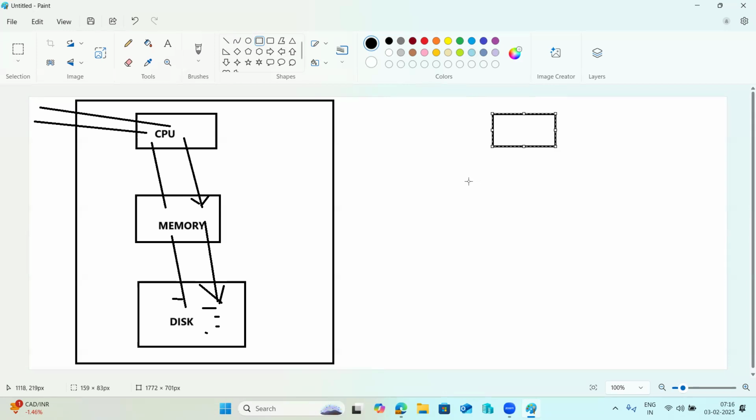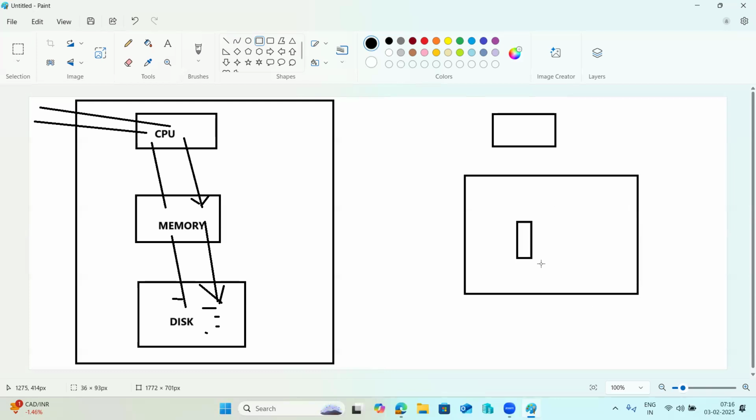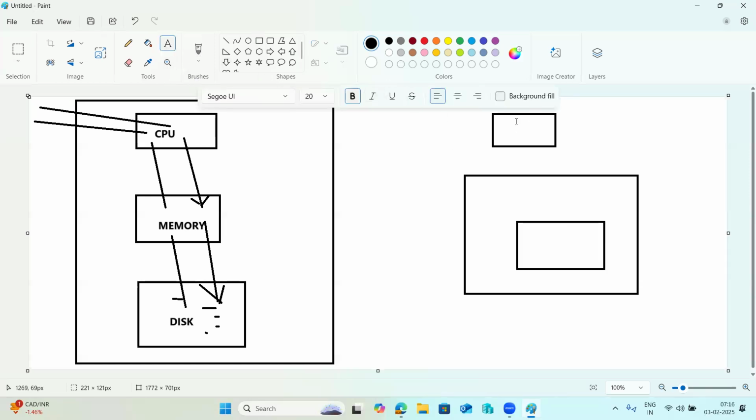So in the main memory itself, you have the data. The CPU concept is CPU only here. Then in the main memory, meaning RAM memory here, right? In the memory itself, we have the data. Data is getting stored here, right?